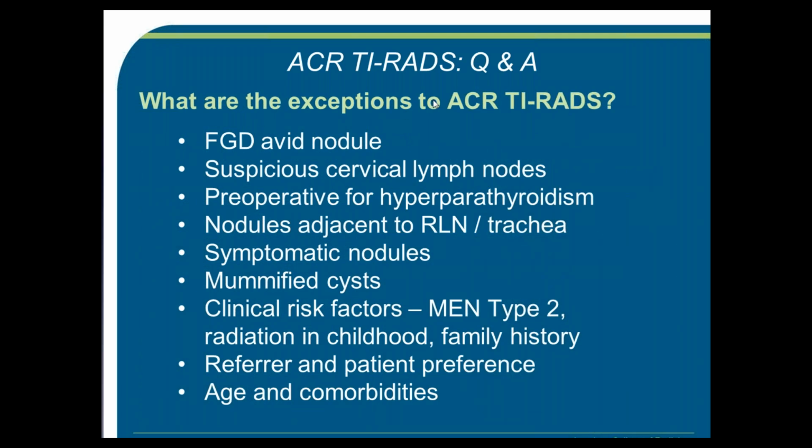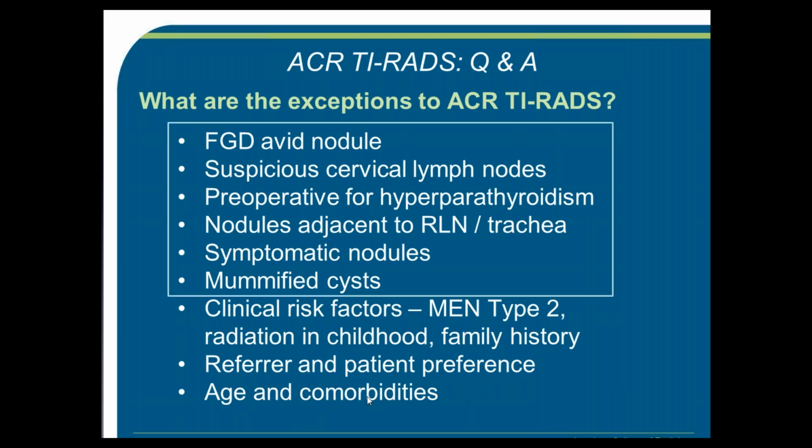Next question, what are the exceptions to ACR TI-RADS? Well, there are a number of exceptions. Some that apply to a broad category of patients are listed down below here. So patients with clinical risk factors, such as MEN type 2, radiation in childhood, family history, those sorts of things. Sometimes you need to make an exception because of referrer or patient preference. And sometimes advanced age or significant comorbidities will change how you approach a nodule. But these are the cases in this box that I want to highlight individually.